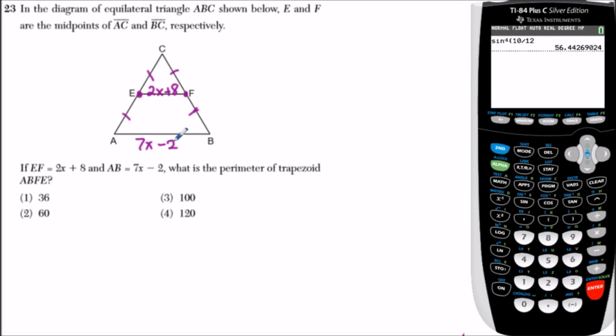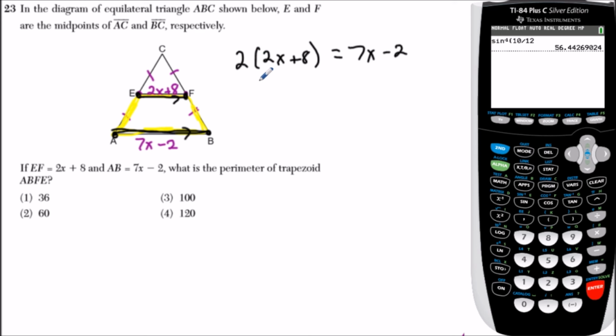Now the concept that we need for this question, and the goal is to find the perimeter of trapezoid ABFE, so we're finding the perimeter of this figure here, is that when we connect two midpoints together, the segment formed is called a midsegment, and it's half the length of the side that it's across from, and it's parallel to it. So if this side is half of this side, that means that 2 times 2x plus 8, if we double this segment, it's going to equal the other segment, 7x minus 2. And this is, once again, just coming from the concept of midsegments.